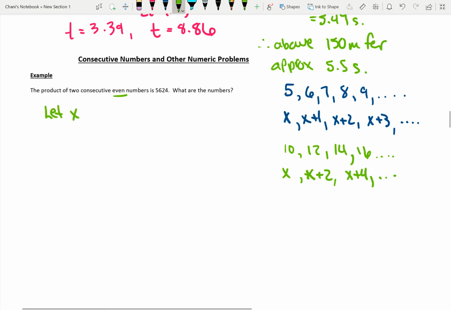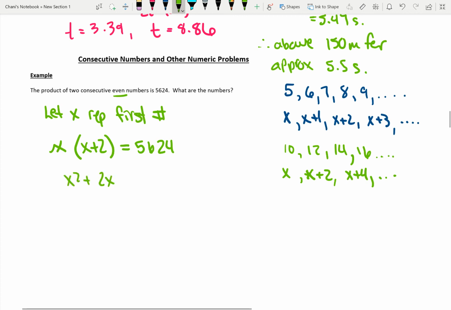So we're going to say let x represent the first number. So we have x times, and the next consecutive even number is x plus 2. We know that that product is equal to 5,624. So we are just solving this equation. For what x's is this true? To do that, we can distribute x through. This is perhaps easier for you to see that this is a quadratic equation. To solve a quadratic equation, again, you move everything over to one side and then use the quadratic formula.